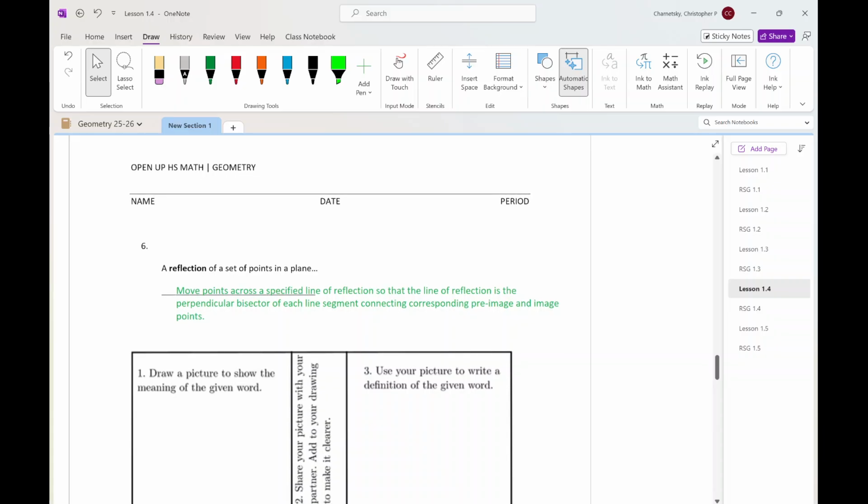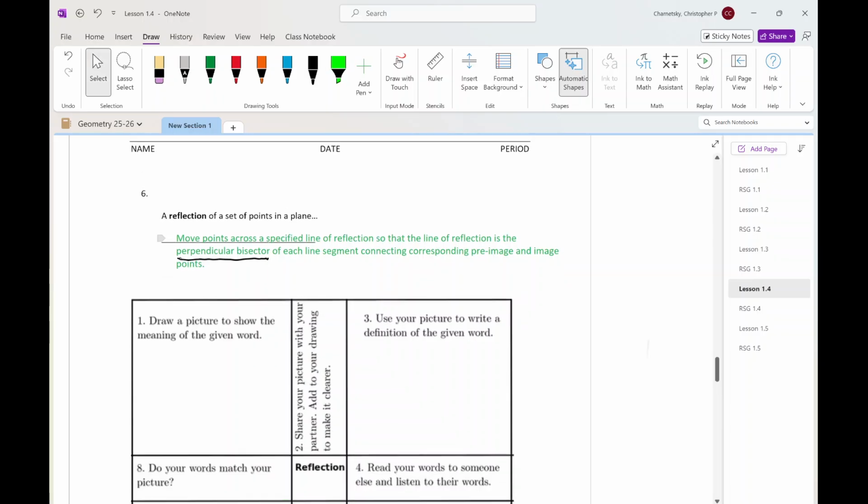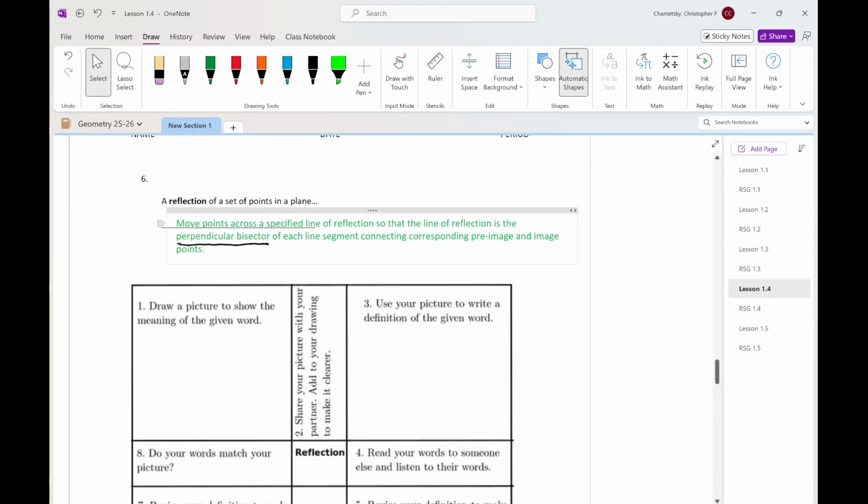A reflection moves points across a specified line of reflection so that the line of reflection is the perpendicular bisector of each line segment connecting the corresponding pre-image and image points. Okay, so there's a lot here, but the new term that we're introducing is the idea of a perpendicular bisector as describing our line of reflection. So if I've got, we'll do our line segment again here, so here's A and B, and maybe our line of reflection is going something like that.